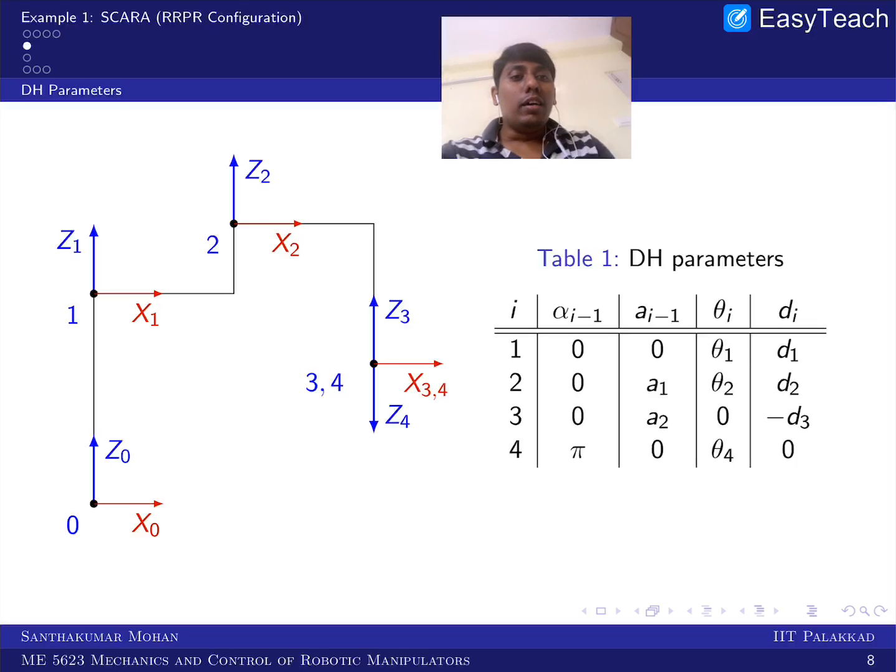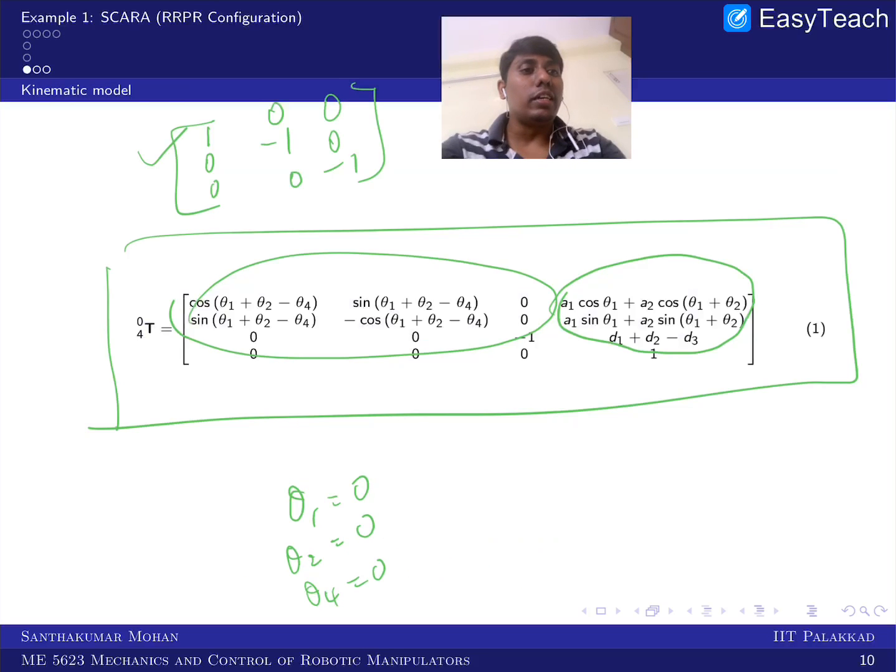And on the positional side you can see what the x-axis displacement is with respect to x0, or the 0 frame, to the 4th frame, that is a1 plus a2. What is the z-axis displacement? So d1 plus d2 minus d3. And what is the y-axis displacement? That would be 0. That you can cross check here. You substitute theta 1 equal to 0, then a1, this is a2, and this would be 0, and this also 0. In the sense this is a1 plus a2, 0, d1 plus d2 minus d3, right?